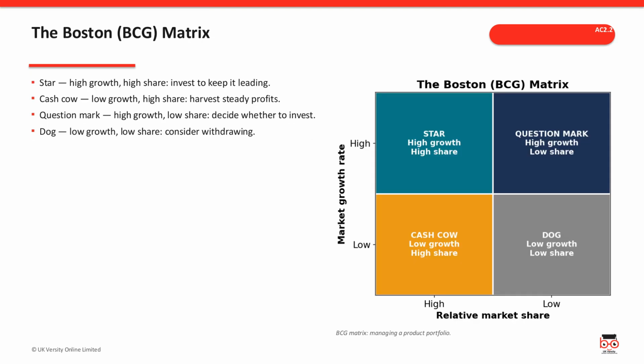The Boston Matrix, sometimes called the BCG Matrix, helps a business manage a whole portfolio of products. A star has high growth and high market share, so you invest to keep it leading. A cash cow has low growth but high share, so you harvest its steady profits. A question mark has high growth but low share, so you decide whether to back it. And a dog, low on both, is one to consider dropping. For Disney, a new blockbuster franchise is the star, while its classic film library is the dependable cash cow.